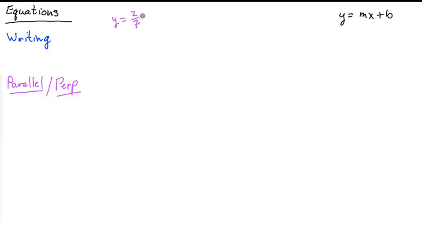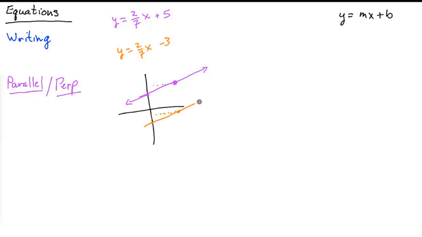If I have something like y equals 2/7 x plus 5 and y equals 2/7 x minus 3. Okay, graphing the purple one. Let's get a little grid here and see what's going on with these guys. If we graph the purple one, it says y equals 2/7 x plus 5. So right up here at plus 5, and then 1, 2, 3, 4, 5, 6, 7. Right there. Okay, so that's good. And then the orange line is down here at -3, and it goes up 2 and then 1, 2, 3, 4, 5, 6, 7. And it looks like that.